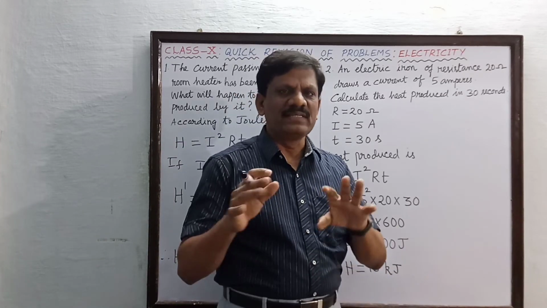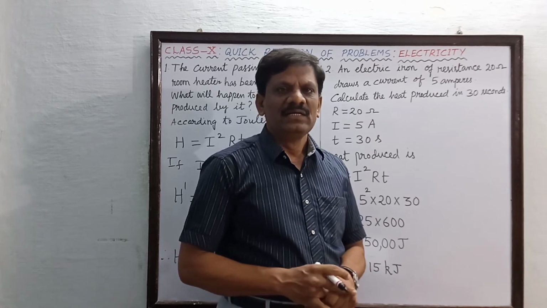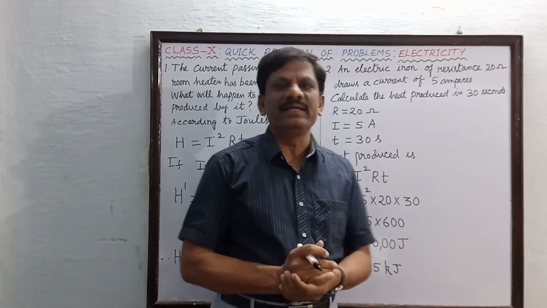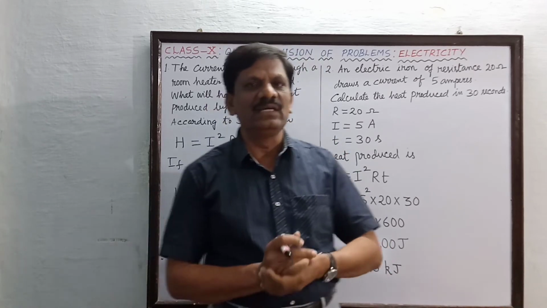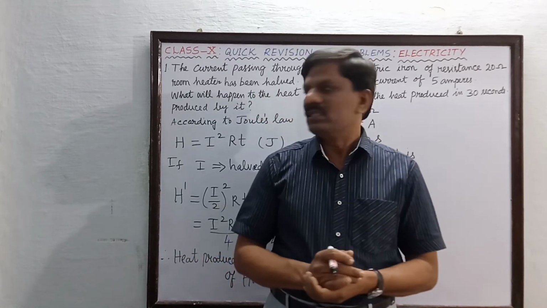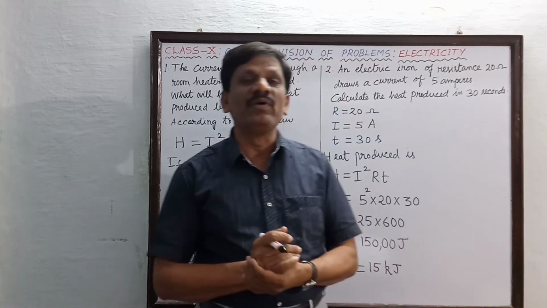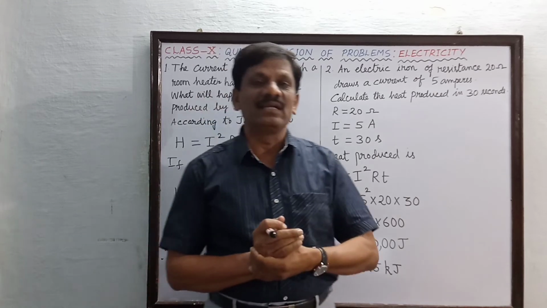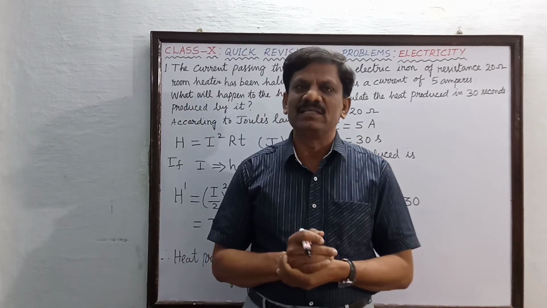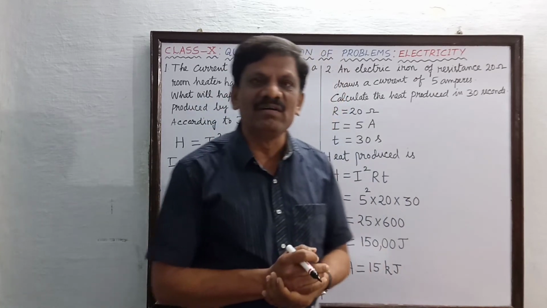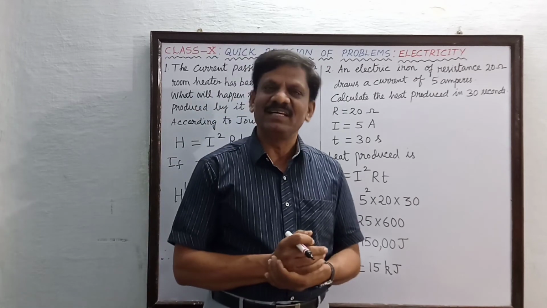Okay, so what is the statement we are using here? The heat developed in a current carrying conductor is equal to the product of the square of the current flowing through the conductor and the resistance of the conductor and the time of flow of current. I hope you have understood. Fine.